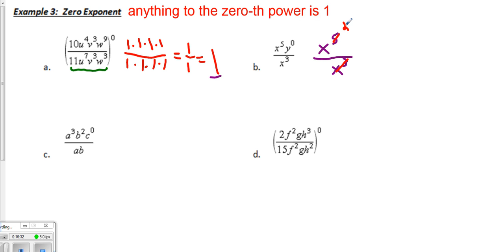Leaves us with x squared, not x to the 5th, x squared over 1 because this became x to the 0th. So it's just 1. X squared over 1 equals x squared. So this would be your answer.